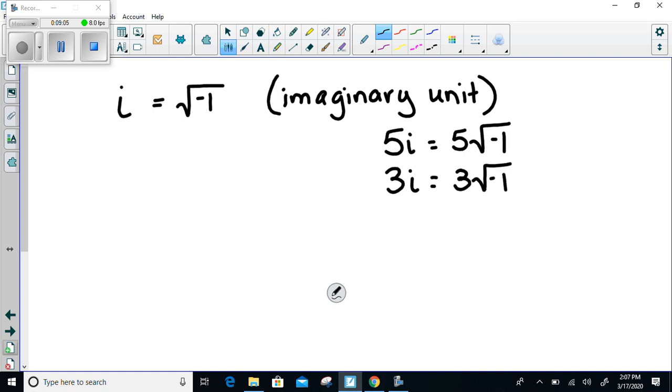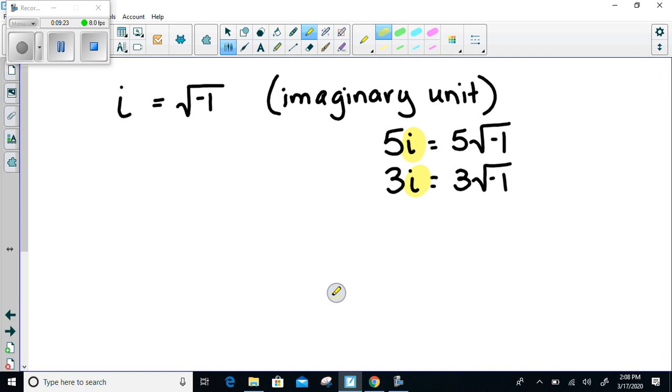And that one letter, that i, is what is going to make this an imaginary value. Just that little guy right there. That's what makes it imaginary. The 5 is still a real number. The 3 is still a real number, but it's the i. The i is what makes it imaginary.